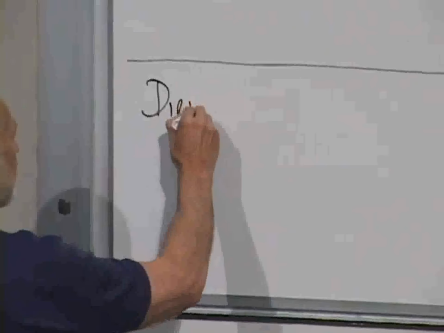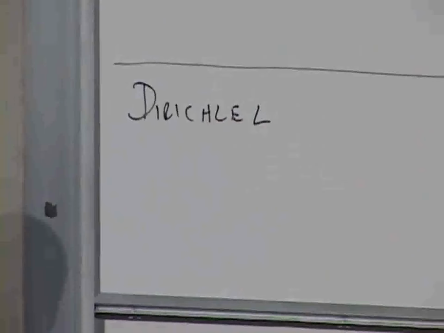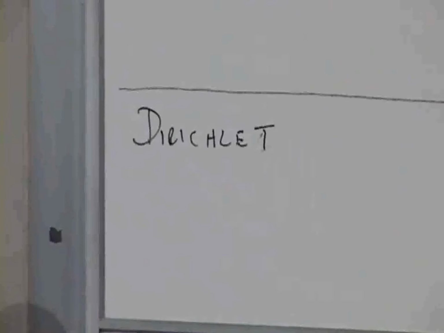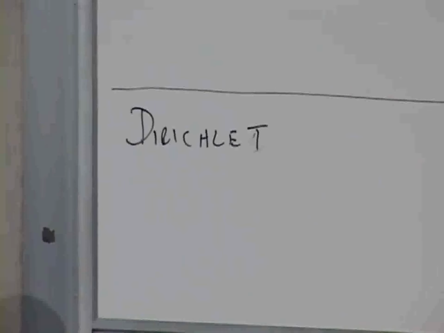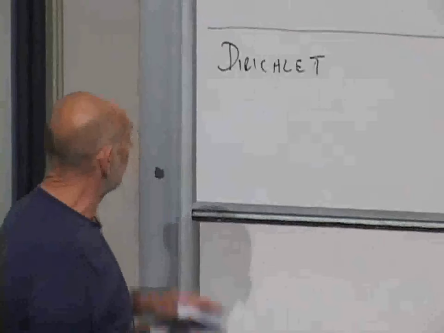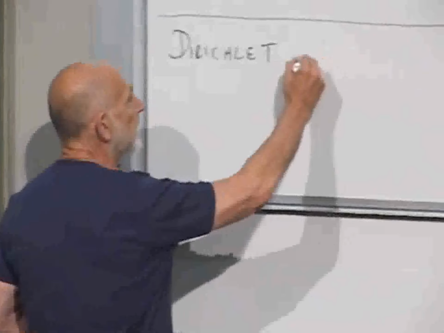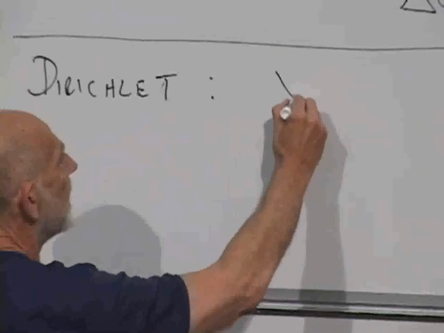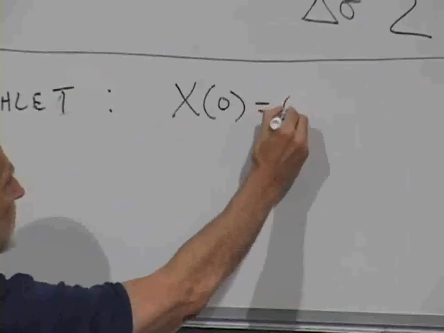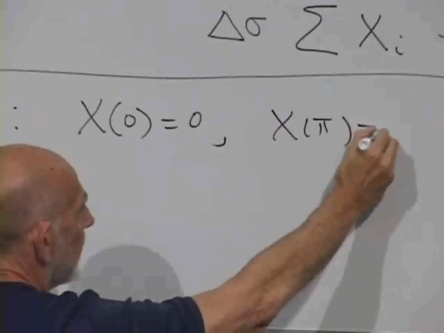I'll write it once, Dirichlet, with a T at the end. Dirichlet, of course, was a French mathematician and studied waves moving on things like strings and classified one of the boundary conditions as Dirichlet. And Dirichlet boundary conditions means x at the endpoints, that means x of 0 equals 0, and x of pi equals 0.